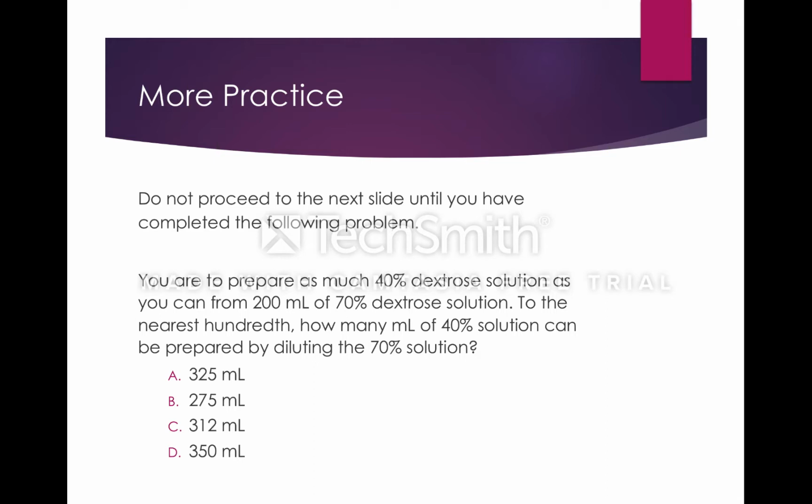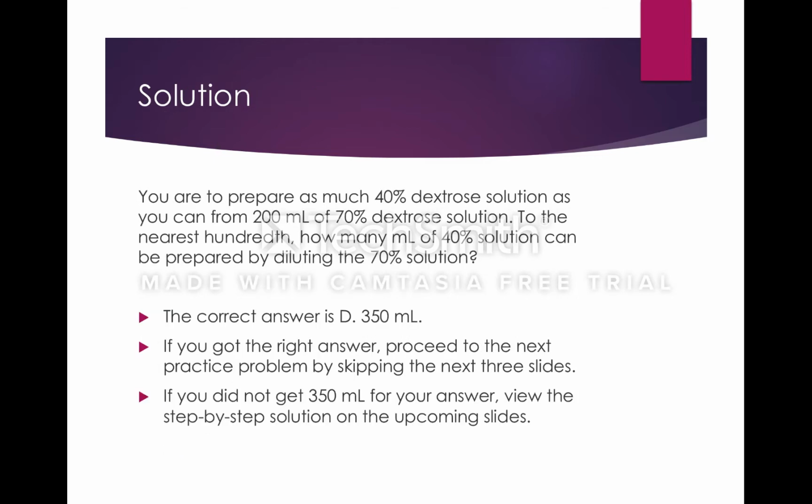To the nearest hundredth, how many milliliters of 40% solution can be prepared by diluting the 70% solution? We have multiple choice answers in this situation. A, 325 milliliters, B, 275 milliliters, C, 312 milliliters, or D, 350 milliliters. You can pause to complete this problem at this time in its entirety. And the correct answer was D, 350 milliliters.